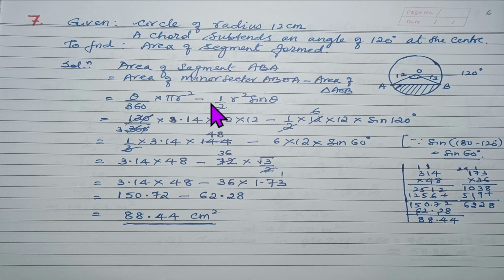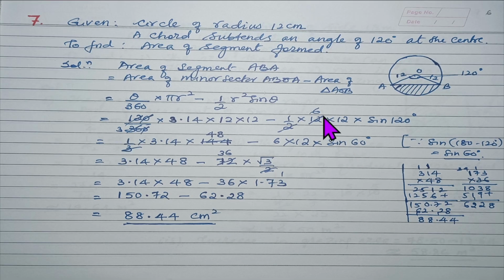So theta by 360 into pi r square minus half r square sin theta, and theta, as you know, is 120 degrees here. So 120 by 360 into 3.14 into 12 into 12 minus half into 12 into 12 into sin 120. Here you have to be very careful. Since the angle is 120, we cannot take sin 120 directly; we use sin of 180 minus 120, which is sin 60 degrees. So remember, sin 120 degrees is equal to sin 60 degrees, and therefore I have replaced sin 120 with sin 60 here.